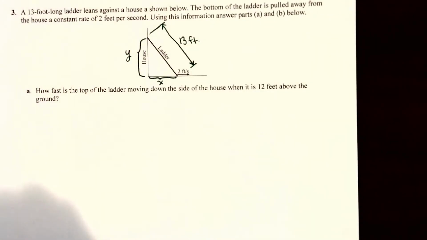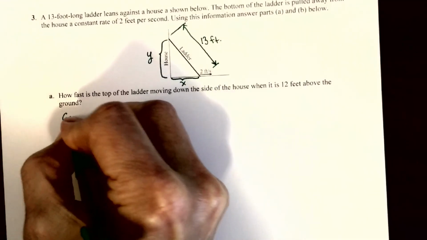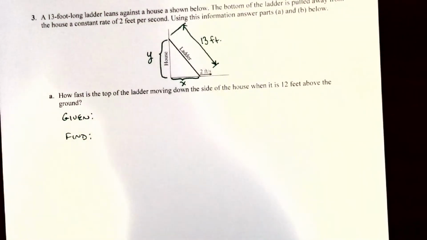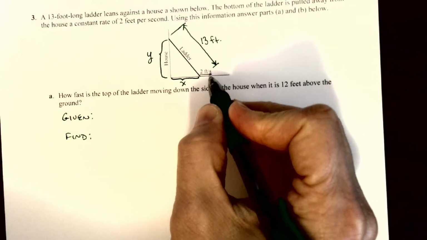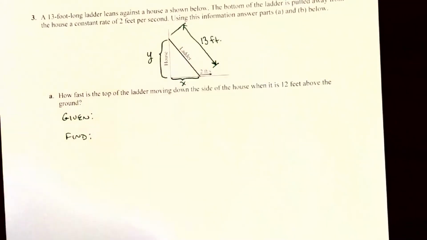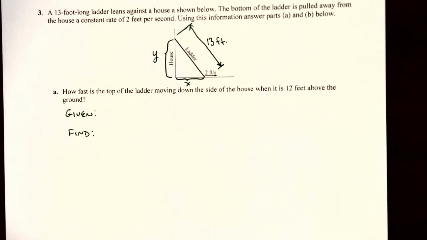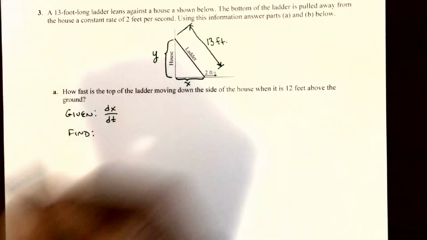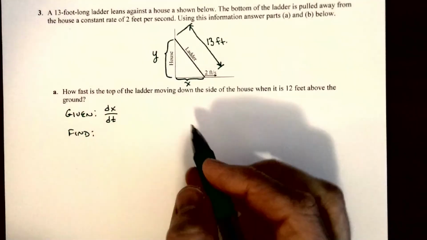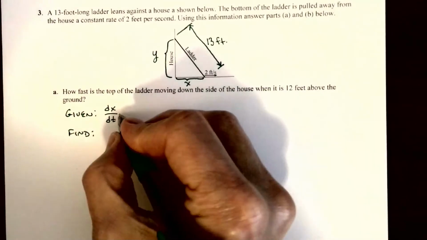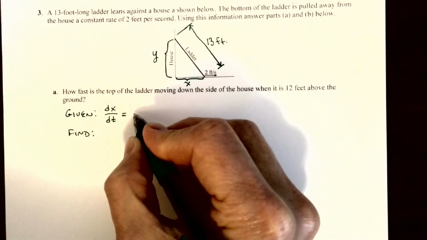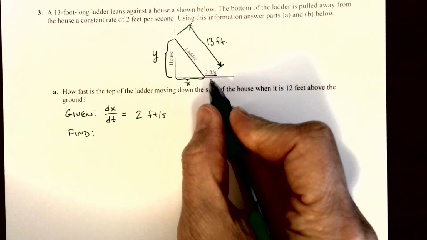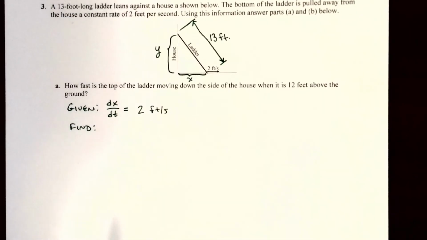And so in the problem, what rate is given and what rate are we asked to find? Well, in this particular one, we're given that the ladder is pulling away at a rate of 2 feet per second. So what derivative are we talking about? The answer is dx/dt. That's the rate of change of x with respect to time. And that rate of change is equal to 2 feet per second. And notice it's positive because x is increasing as time progresses.